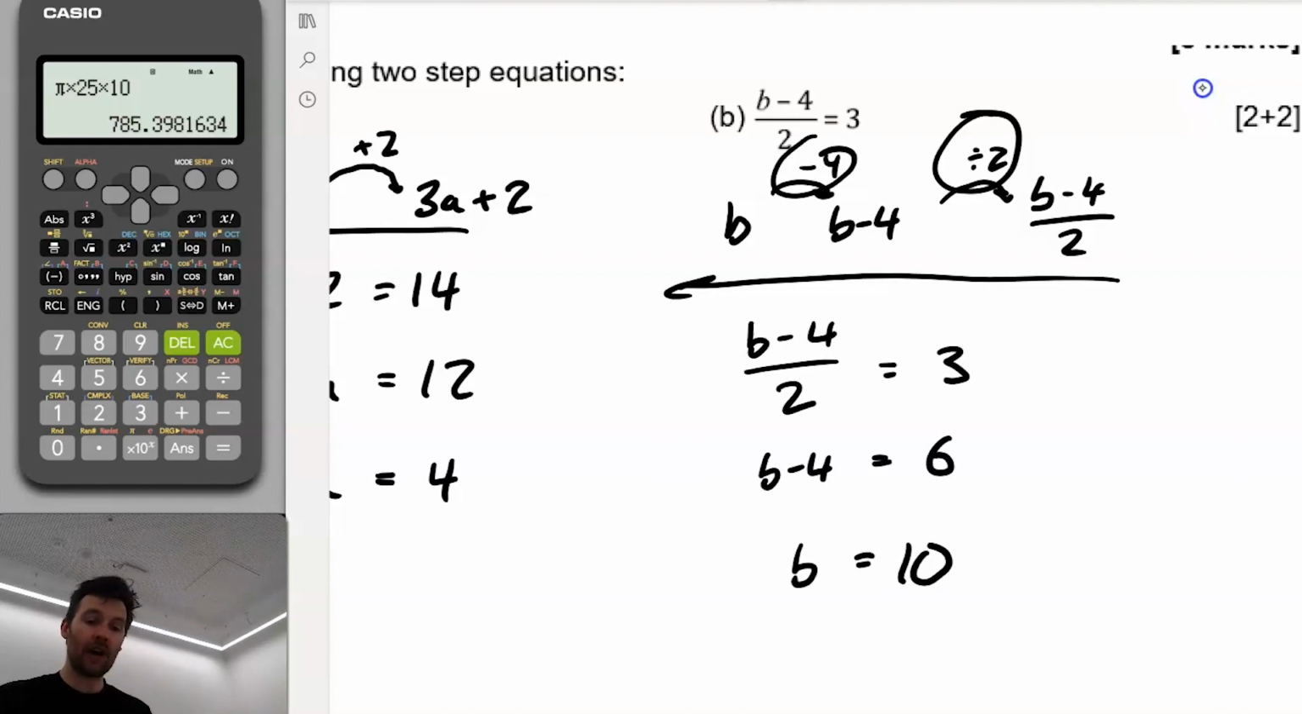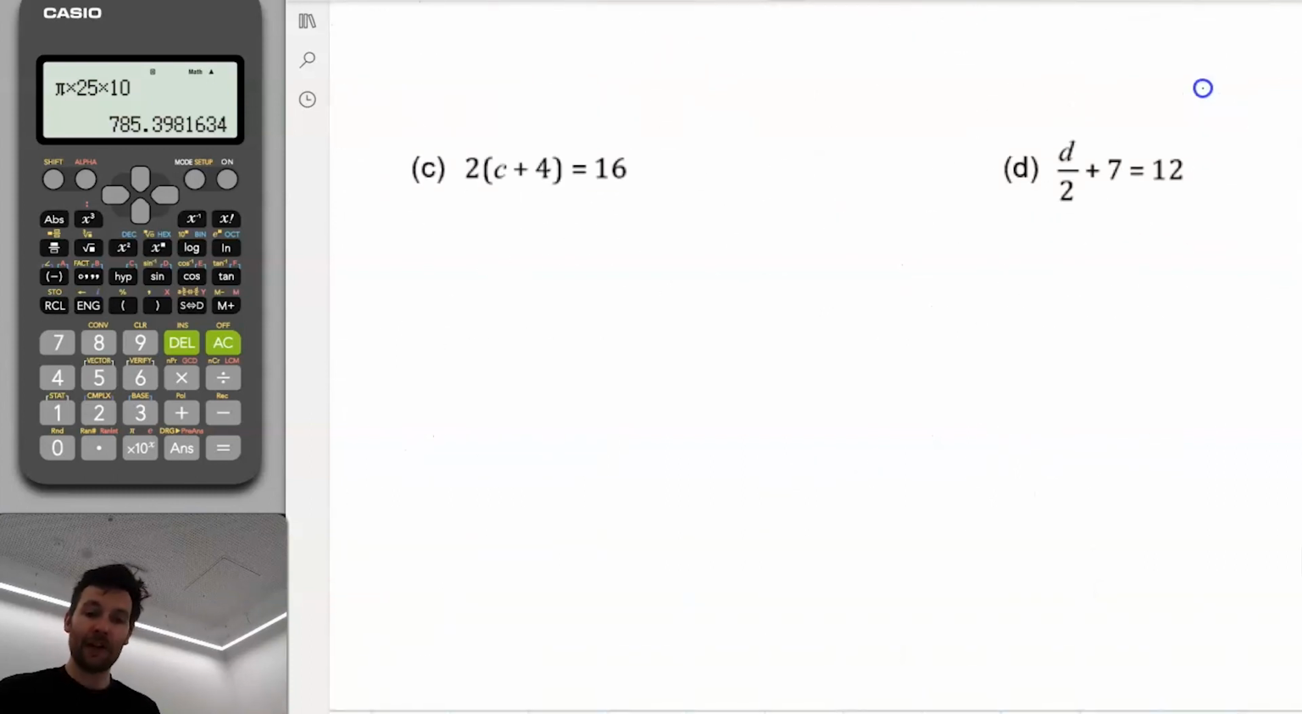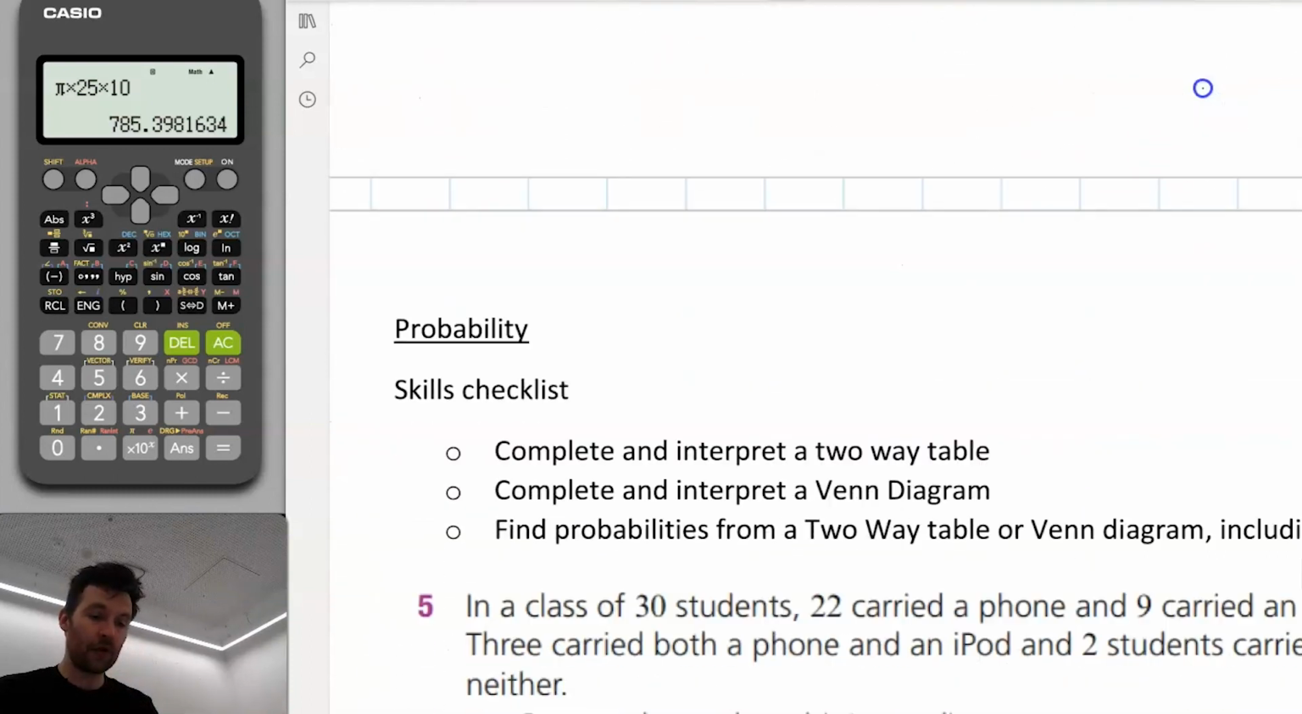And again, you can just try this number in the equation to check your answer. 10, take 4 is 6. 6 divided by 2 equals 3. So you know it works. And for the other ones, you can check the exam solutions.